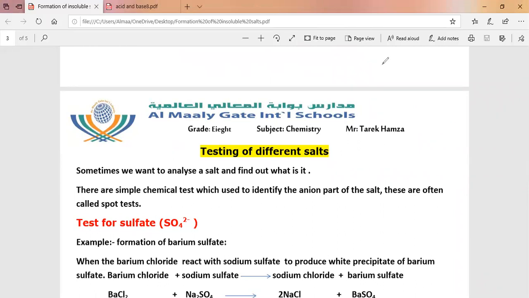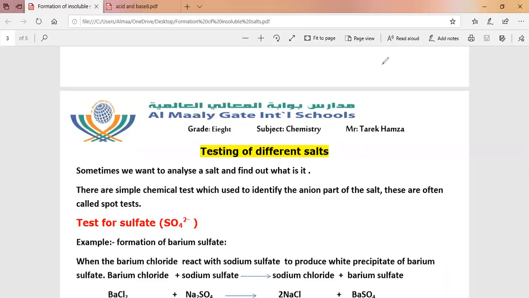Example for some metal or some salts that don't dissolve in water. Number one, testing different salts. Sometimes we want to analyze a salt and find out what is it.